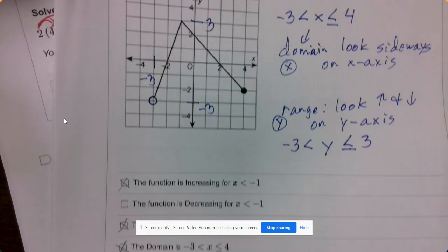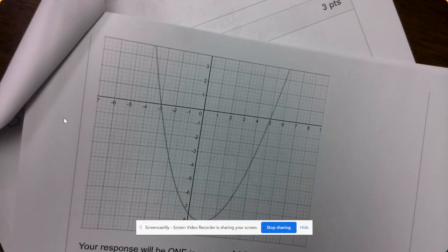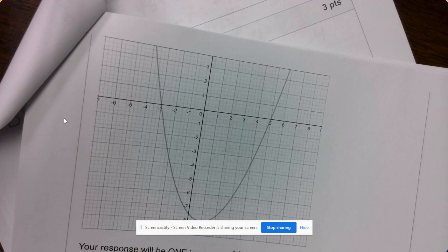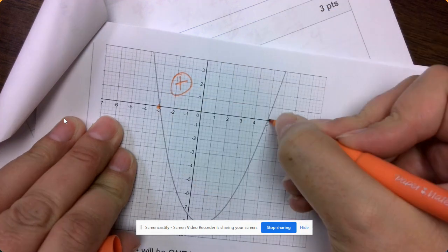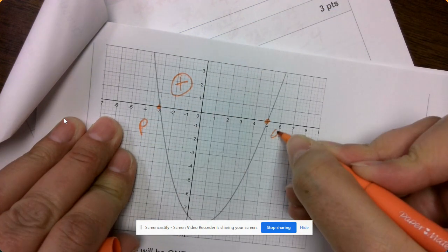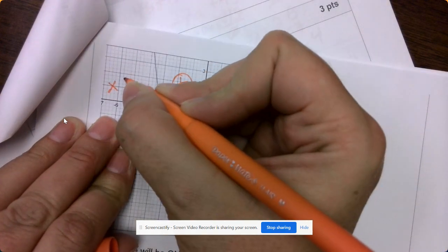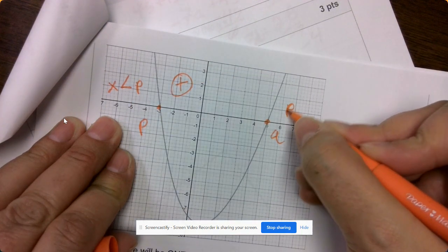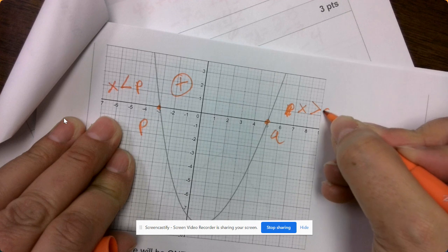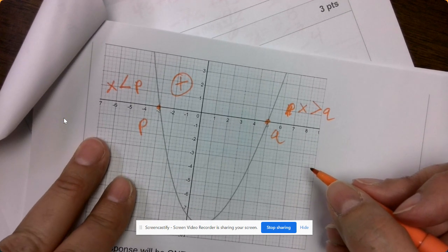Okay, so for the next one, they want to know where it's going to be positive. So everybody, where it's positive is going to be above the x-axis. Positive is going to be above. Okay. So for this one, x is going to be less than p. For this one, x is going to be greater than q. Okay. So one response. So we have -3 right here.